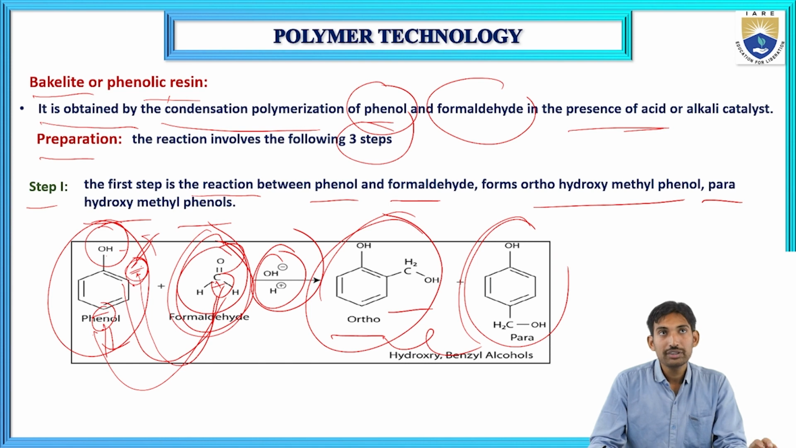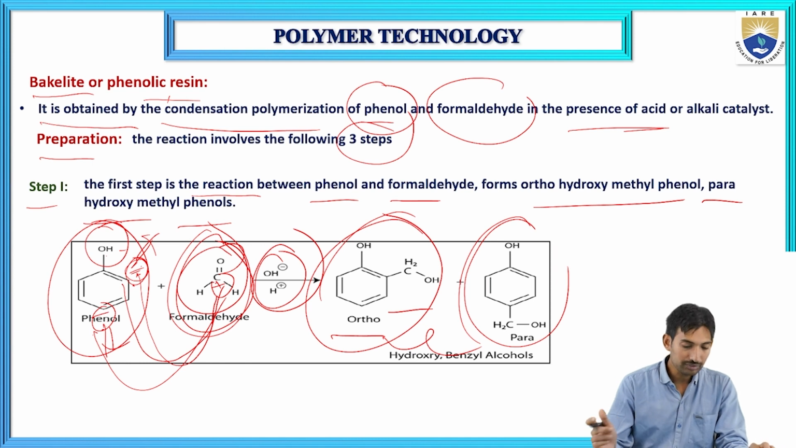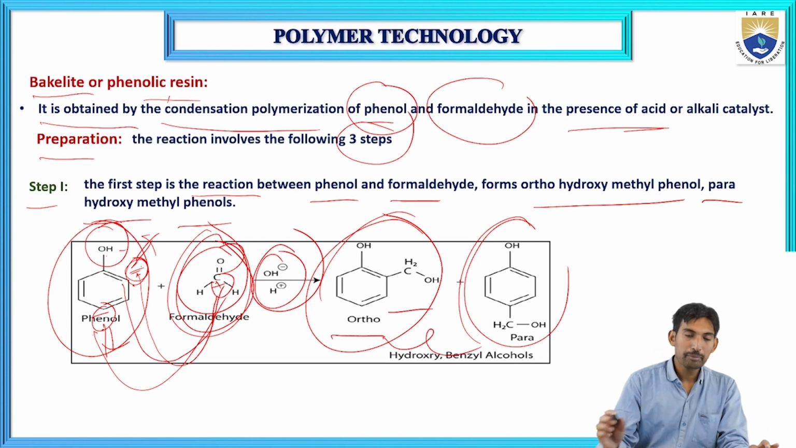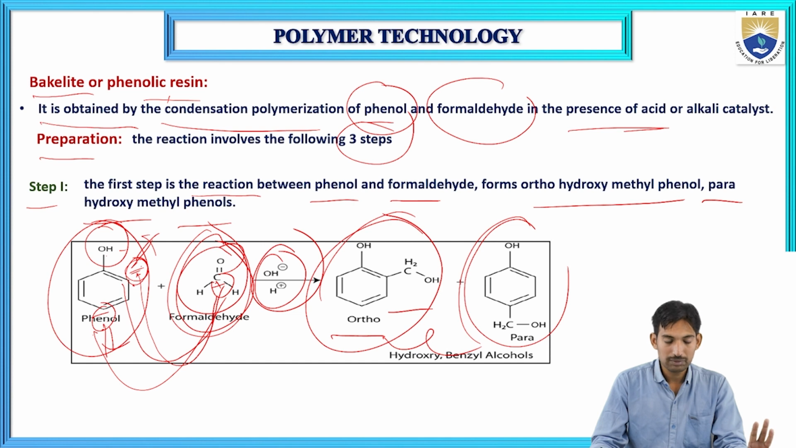See how we can prepare bakelite. Bakelite is an example of a thermosetting plastic prepared by condensation polymerization. Bakelite is prepared by using phenol and formaldehyde resin. The catalyst is an acid or basic medium. Bakelite is prepared in 3 steps.